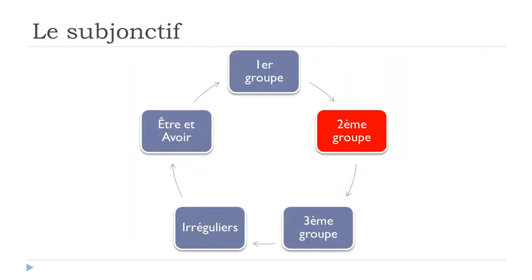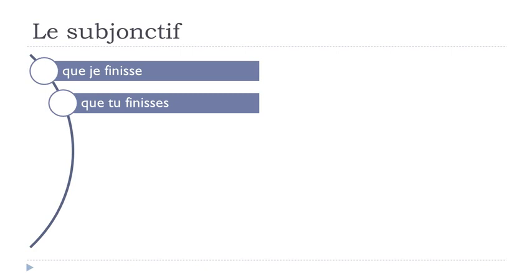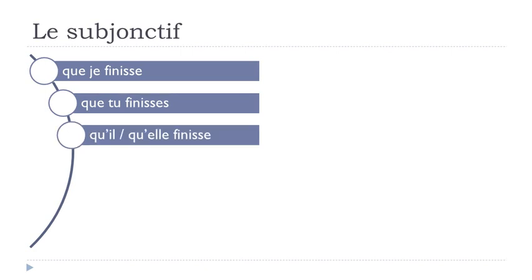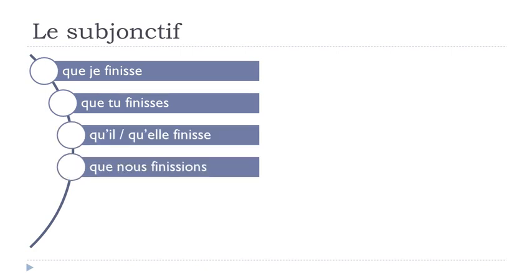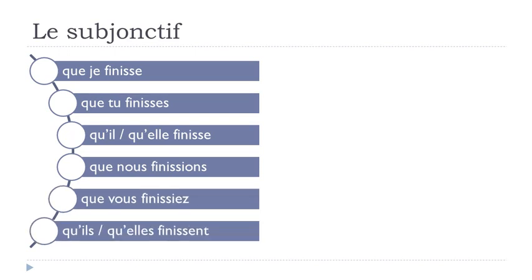So now let's see how it goes for the second group. All right? So second group, I took the classic example, finir, to finish or to end. Que je finisse, que tu finisses, qu'il finisse, qu'elle finisse, que nous finissions, que vous finissiez, qu'ils finissent, qu'elles finissent. Okay? So you can see that, well, you've got the endings e, es, e, ions, sorry, iez, ent. All right?